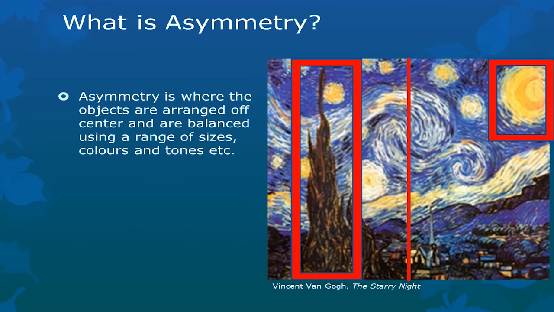How does the artist or painter use asymmetrical balance in his painting? The artist used the monochromatic of yellow or gold to balance his painting. So even though both sides are different, they are balanced by the use of color.